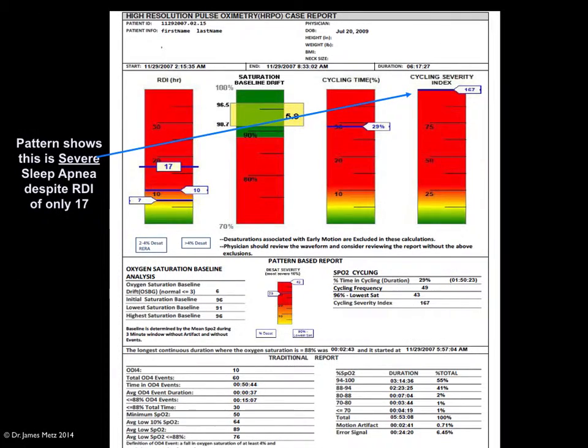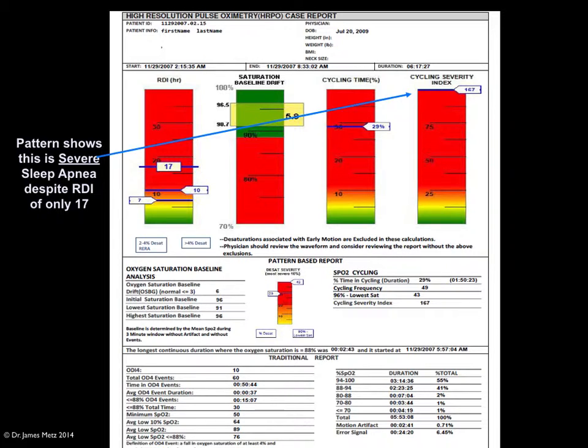So be careful of this, because it comes in as a 17, which is considered mild to moderate, right in there. But notice the severity on the far right, in the cycling severity index, is almost maxed out on the right. Whenever you see that, beware.